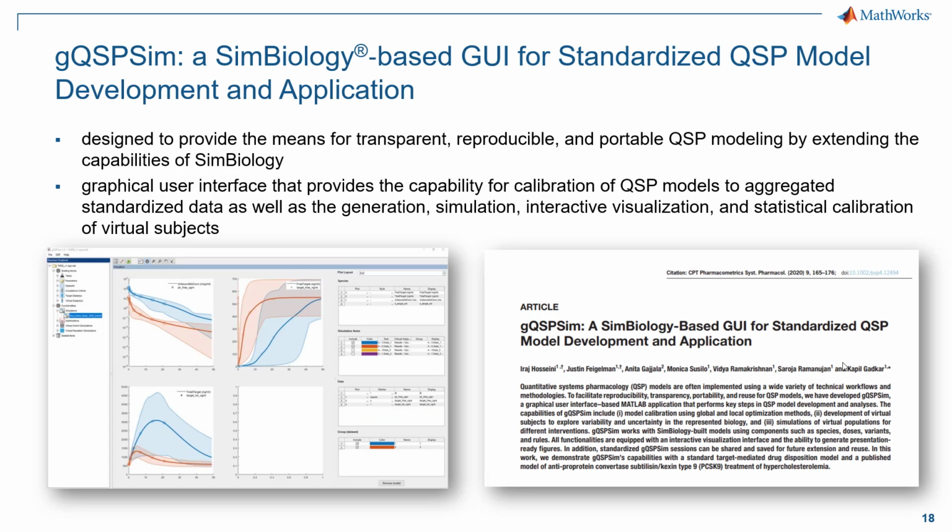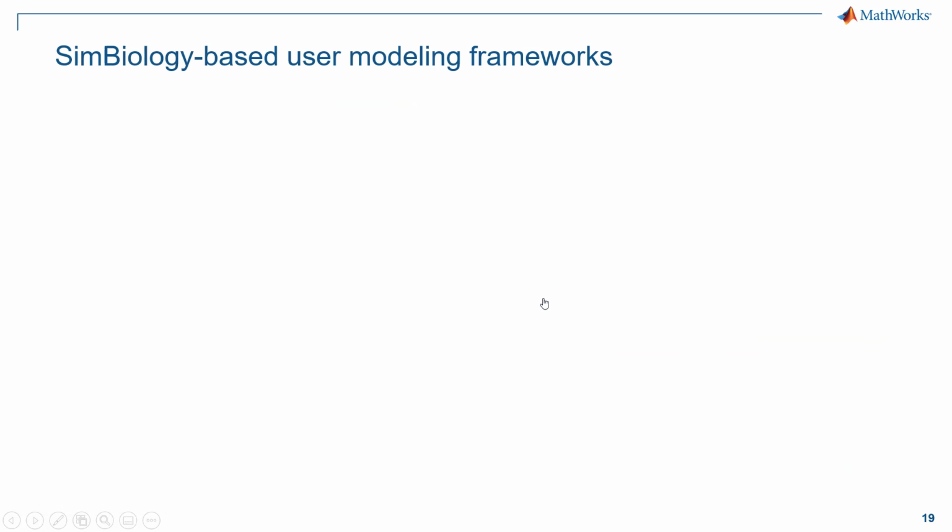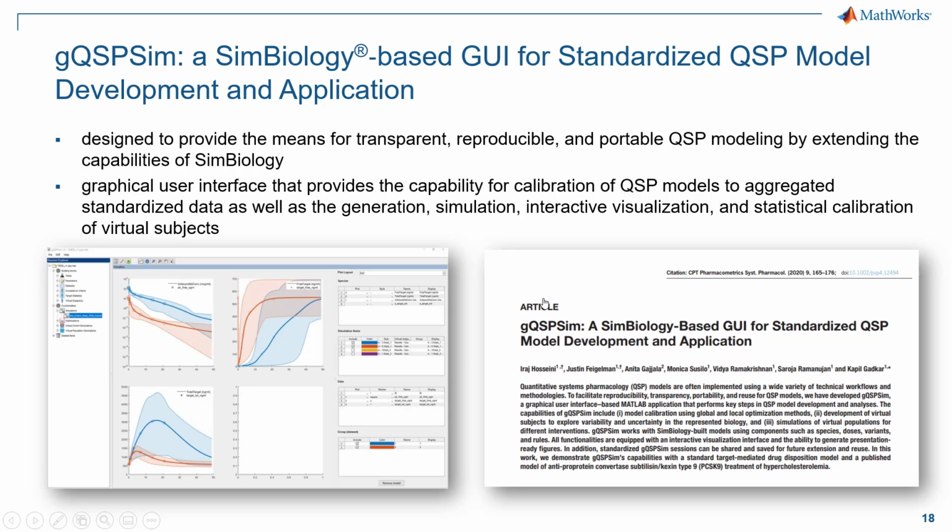Lastly, we have an active community of SimBiology users. One example here is the group at Genentech that developed GQSP Sim, which is a SimBiology-based graphical user interface, an app for a standardized QSP model development application. It is designed to provide the means for transparent, reproducible, and portable QSP modeling by extending the capabilities of SimBiology, and in particular for interactive visualization and the statistical calibration of virtual subjects. If you want to know more about this, you can have a look at the GQSP Sim manuscript that is available online. And this app is available for free to download. Of course, it does depend on you having SimBiology.